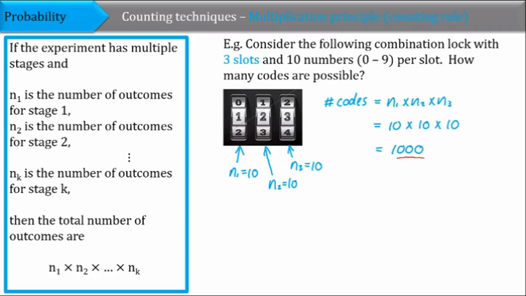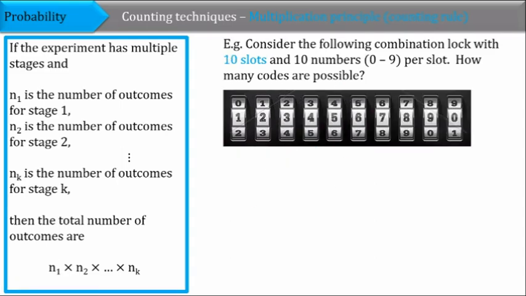Now this 1,000 we should have gotten just by using a bit of common sense. We have 3 identical slots over here, each one with the digits 0 to 9. So the smallest number we can make here will be 3 zeros, the largest one will be 3 nines, and that'll be 1,000 numbers in total. Okay, so that's where this 1,000 comes from.